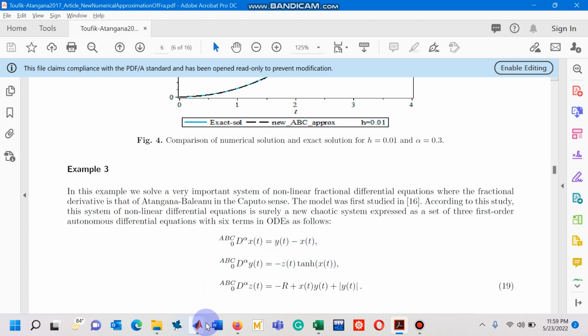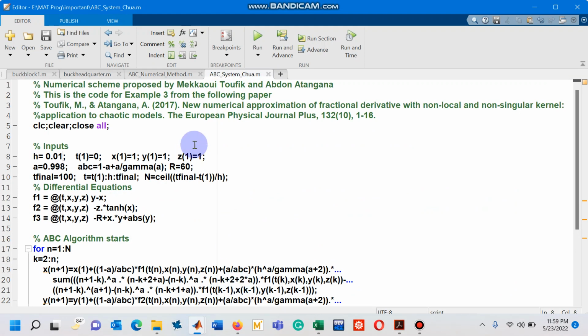equations. So let's go to MATLAB, and now this is the research paper's citation. You can see in line number 3 and 4, and now you can see that on line number 8 I have defined a step size to be 0.01, first value of the independent variable 0, and the initial conditions are 1, 1, 1, which are the values for the three dependent variables denoted by x, y, z. This is a randomly chosen fractional order 0.998.